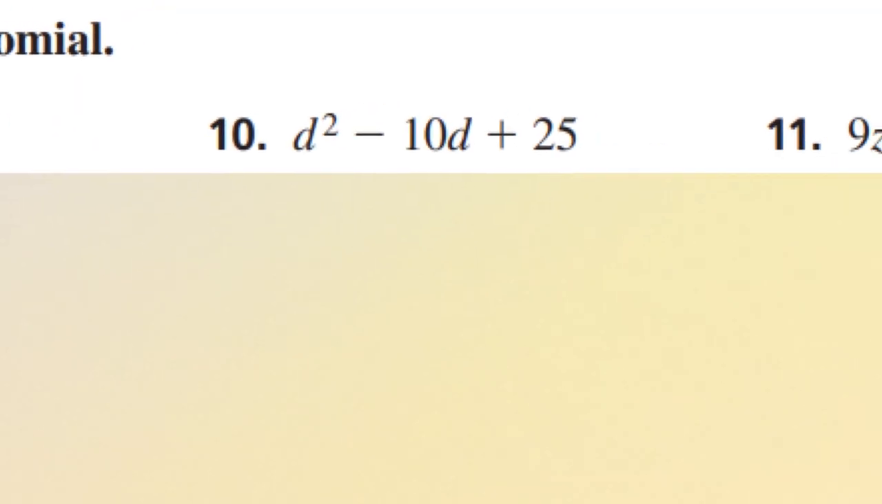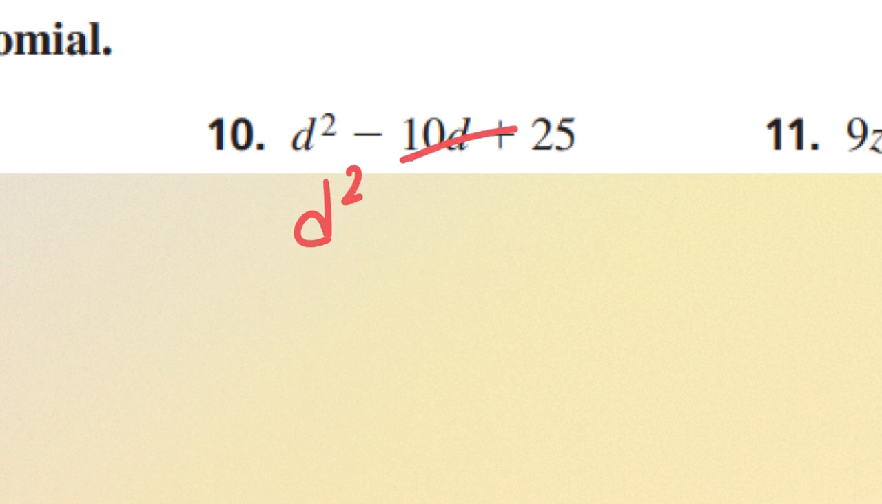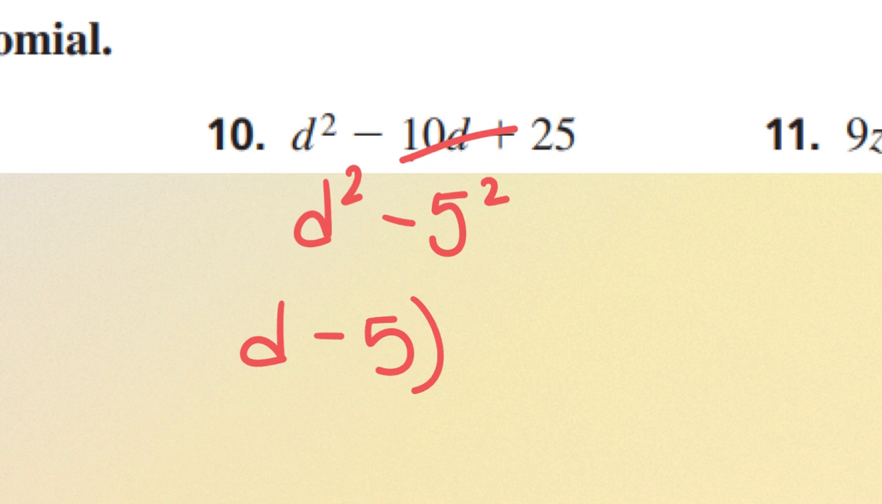Number 10, can 10 be divided by 2? Yes, correct. So that means I'm able to work this out. This cancels out and I'm left with 2d minus the perfect square of 25, which will be 5 squared. My final answer is d minus 5 squared.